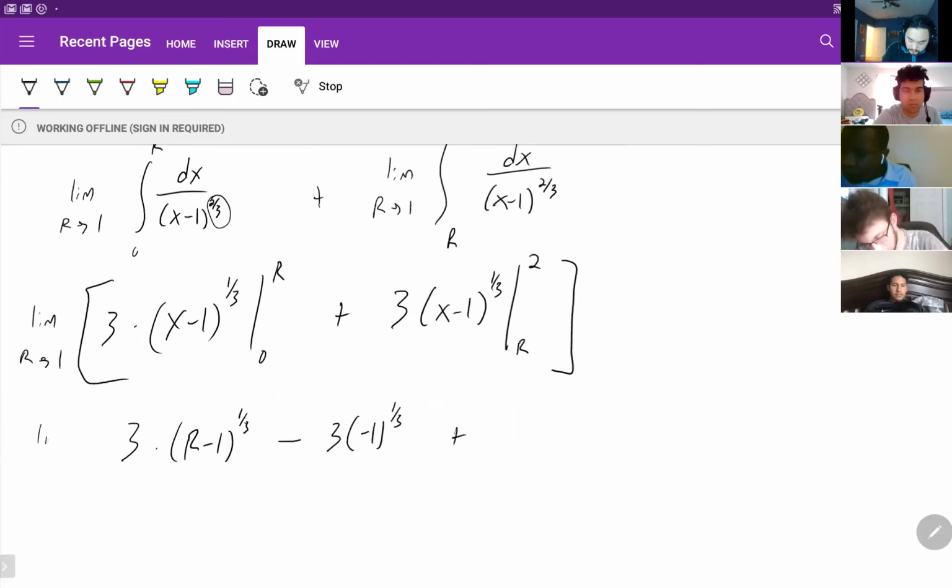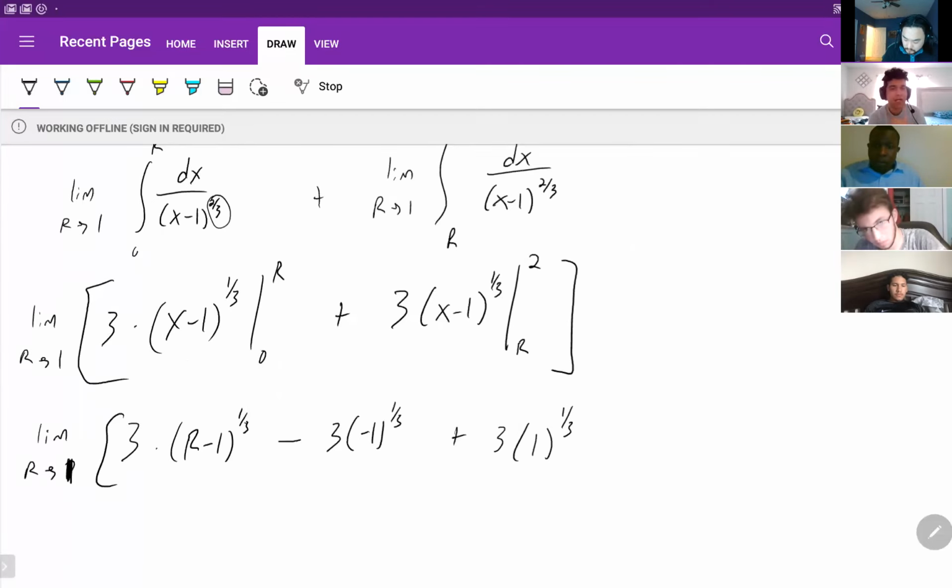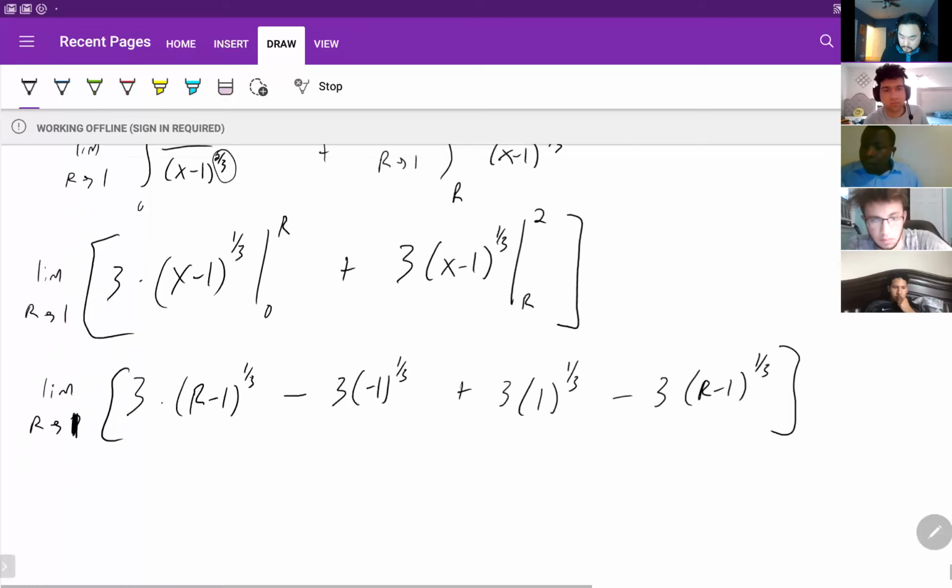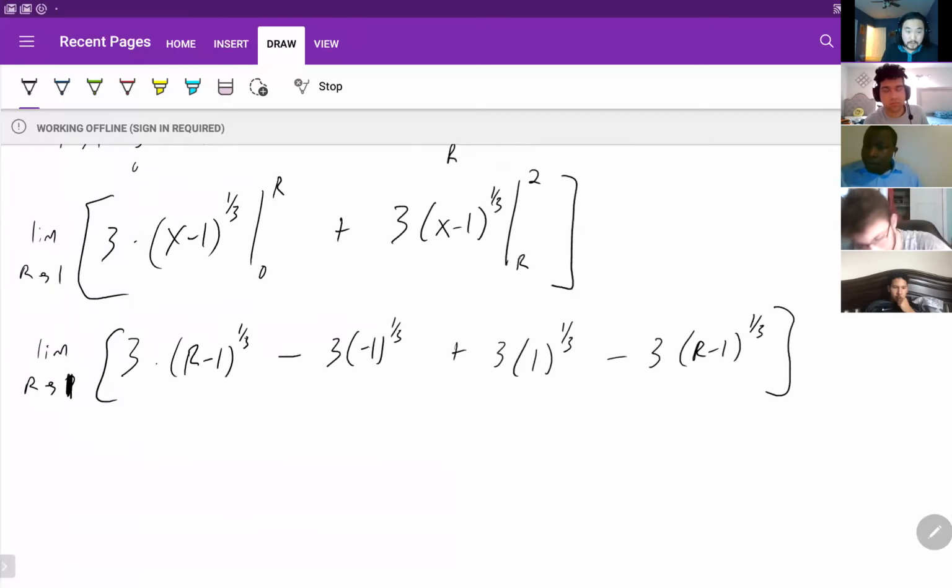Plus, I still need the limit. Oh my gosh, it's 1. 3 times 1 to the 1/3, because I plugged in 2, minus 3 times (r minus 1) to the 1/3. This is sufficient work. This is enough work. You don't have to do more, you don't have to do less, but this is the amount of work I expect to see on your papers, right?